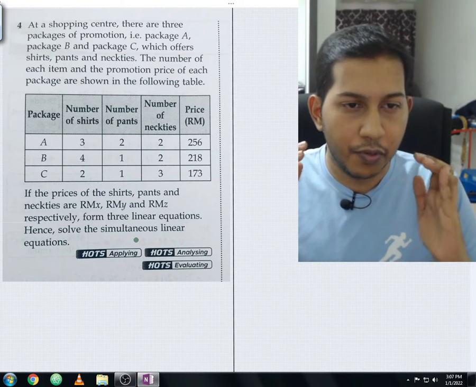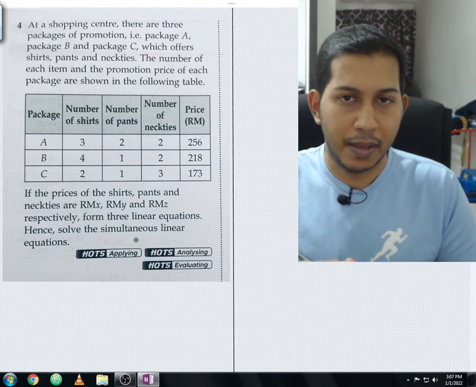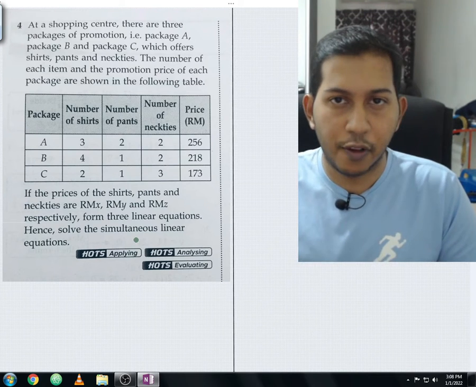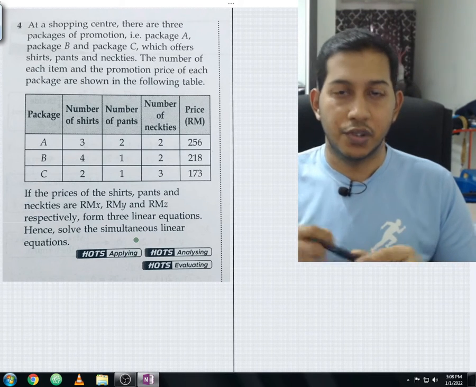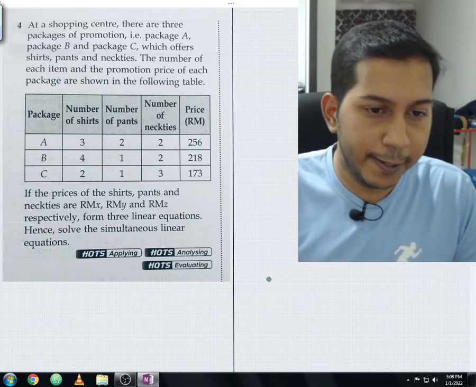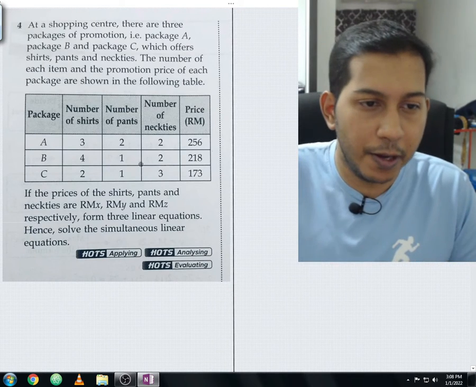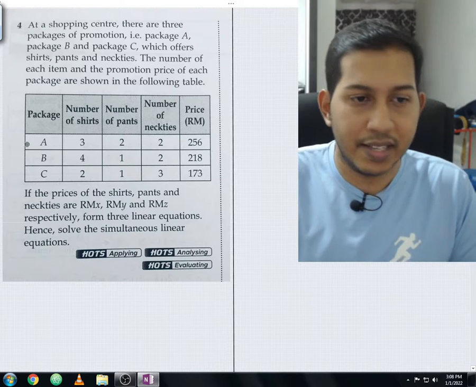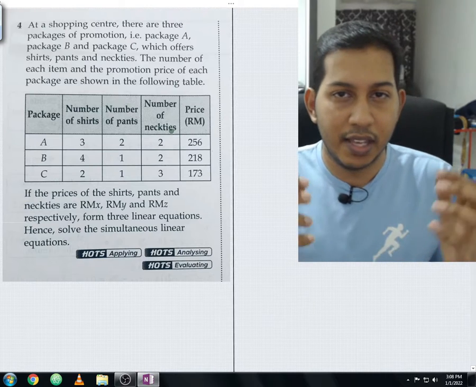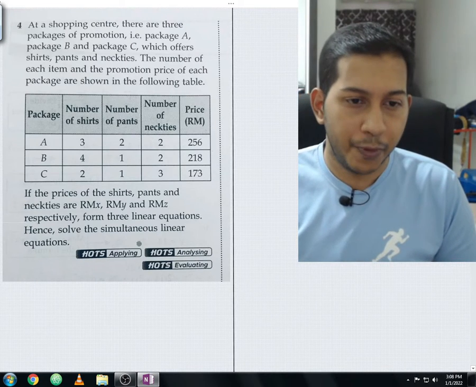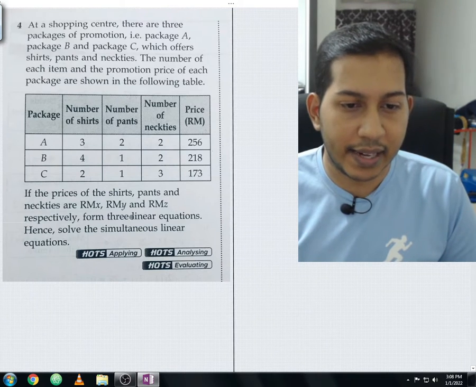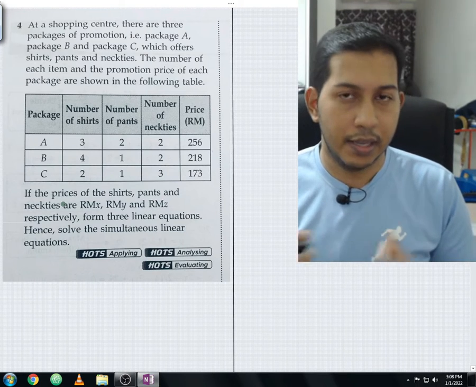Okay, so whenever you see this type of question, don't panic. Try to get the important information, convert the information into equation form, and from there you should be able to get the solution. So remember guys: information, equation, solution. The first step is to convert this information, which in this case is the package and the price, and consists of the shirts, the pants and neckties, into equation form. So how are we going to do that? They already mentioned that the shirts is X ringgit, pants is Y ringgit and neckties is Z ringgit. The prices, guys.